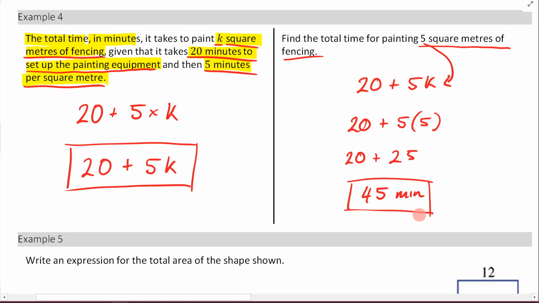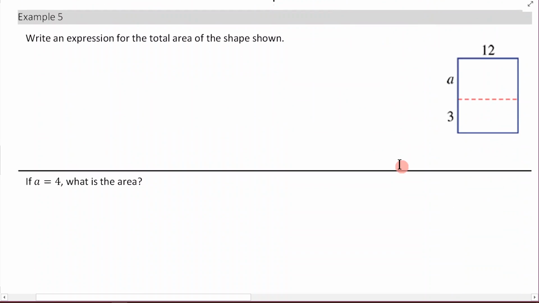Perfect. So as you can see here, you first create the expression, and then when you're told a variable, in this case you're told that k is equal to 5, you can sub that in. All right, let's keep on going. This is our last example here.